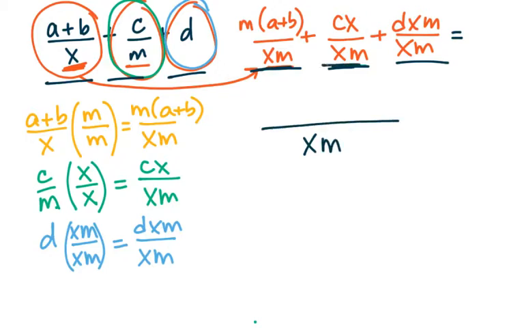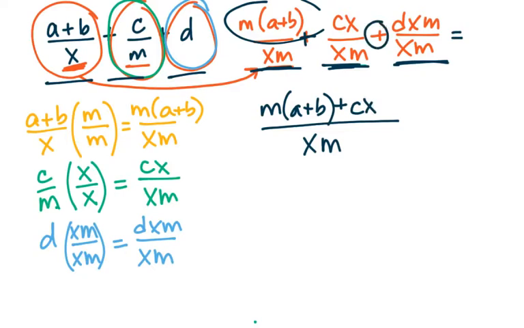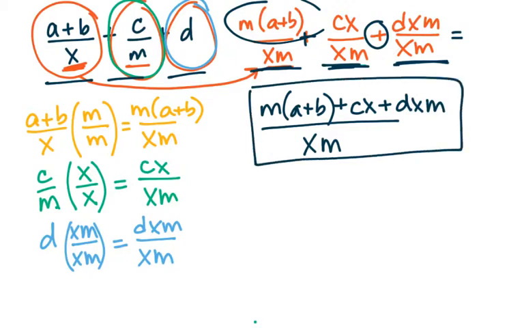same common denominator. So I'm going to take the first part, the m times a plus b, and then because they're added, I'm going to add it to the next part, which is cx. Then there's another addition symbol, so I'll add that to dxm. And that is where we can box this answer and call it done.